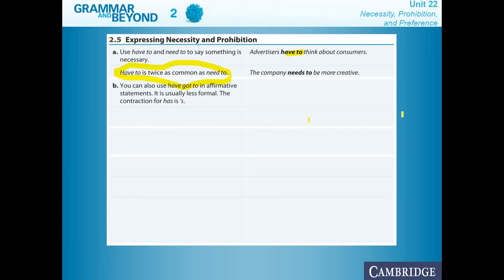Letter B. You can use have got to in affirmative statements, but it's usually less formal, and the contraction for it is the 's contracted. So have got to is less formal.